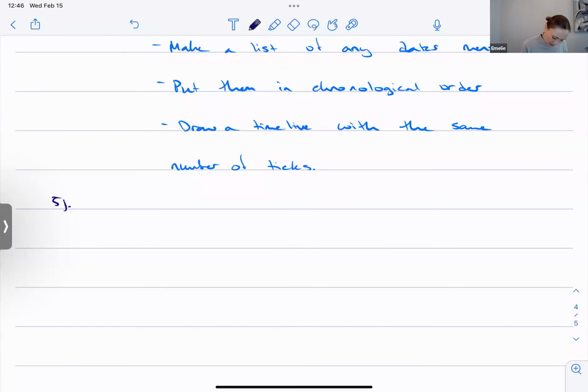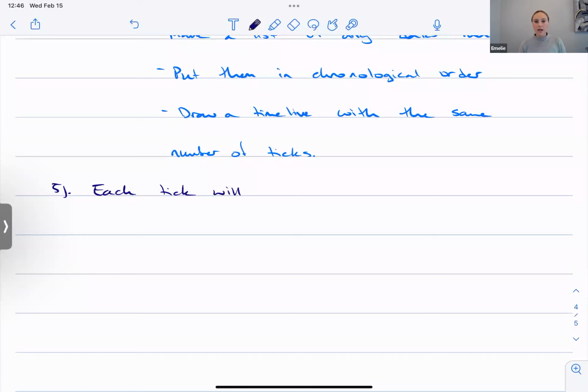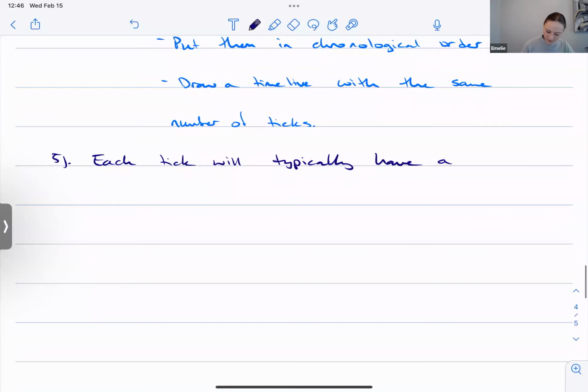The fifth one is each tick will typically have an arrow going from or to it.